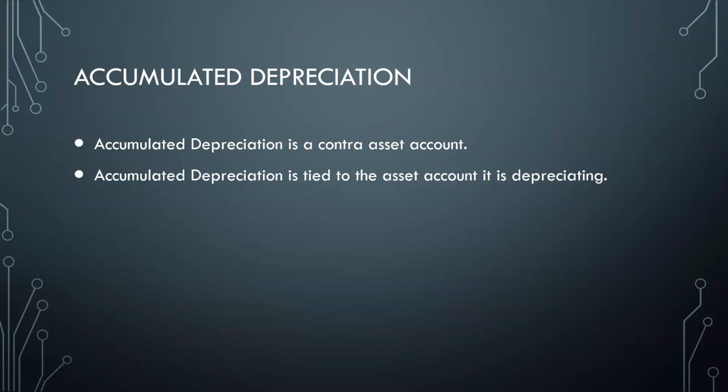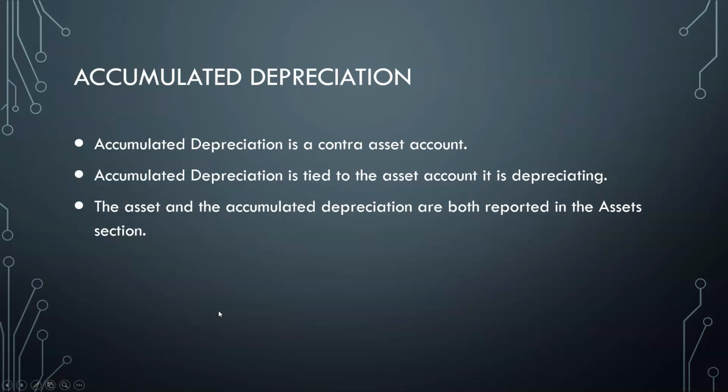Accumulated depreciation is always tied to the asset account it is depreciating. They cannot exist separately. So if you see a long-term asset, for example, an equipment account, there will always be an accumulated depreciation account tied to that equipment. If the company gets rid of the equipment, the accumulated depreciation account will also be out of there because one cannot exist without the other.